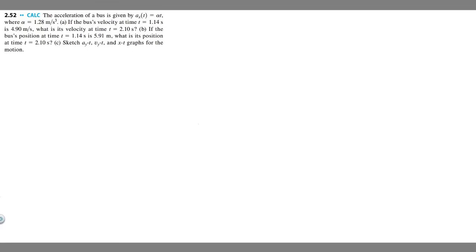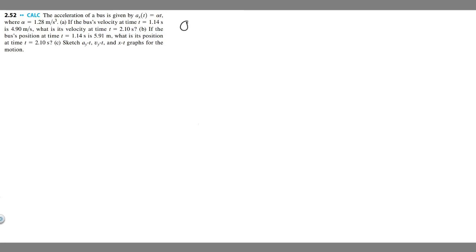In this problem, we're told the acceleration of a bus is given by a sub t, which equals alpha times t, where alpha equals 1.8 meters per second cubed. If the bus's velocity at time t equals 1.14 seconds is 4.9 meters per second, what is its velocity at time t equals 2.1 seconds? If the bus's position at time t equals 1.14 seconds is 5.91 meters, what is its position at time t equals 2.1 seconds?